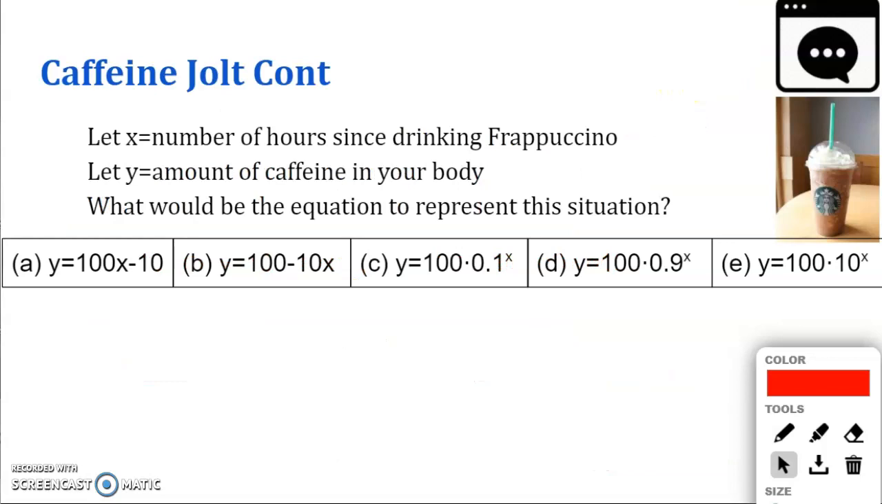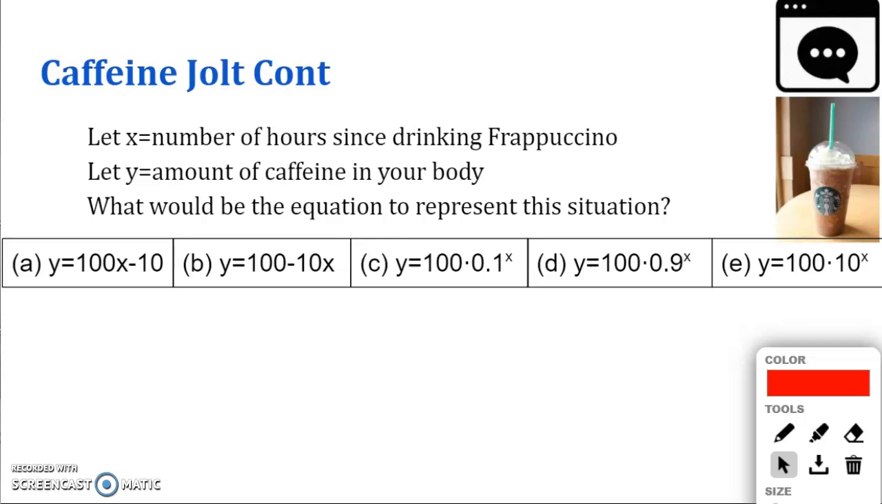Okay, so now let's think about an equation to represent the situation. Let X be the number of hours since drinking the Frappuccino and Y be the amount of caffeine in your body. What would be the equation to represent this situation? A, B, C, D, or E? Please enter it in private chat, and make sure you show all your work in getting your answer as well.